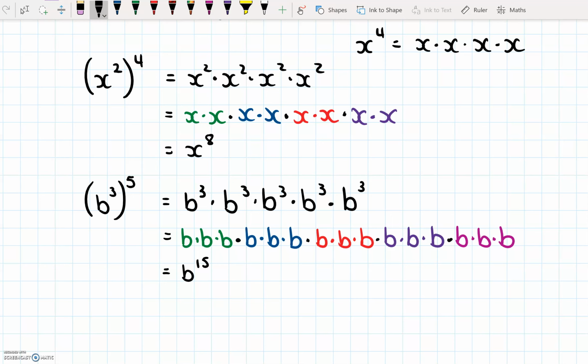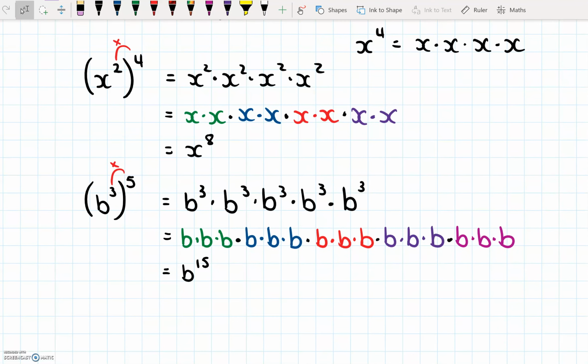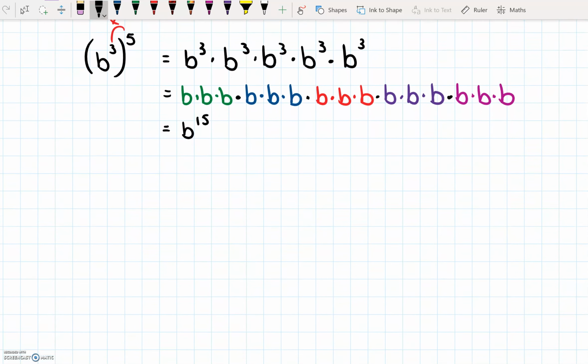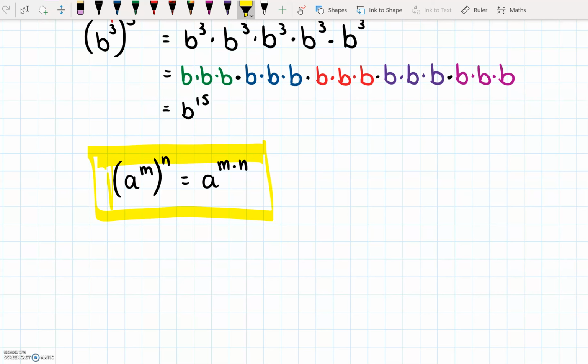So what relationship do we have here? How do we get from a 2 and a 4 to an 8 and a 3 and a 5 to a 15? Well, what you should have noticed is that we are actually multiplying these powers. Okay, so 2 times 4 gives us 8, 3 times 5 gives us 15. Alright, so our next index law, the third index law, is a to the power of m raised to the power of n equals a to the power of m times n.